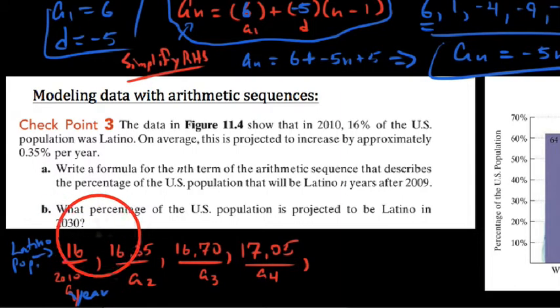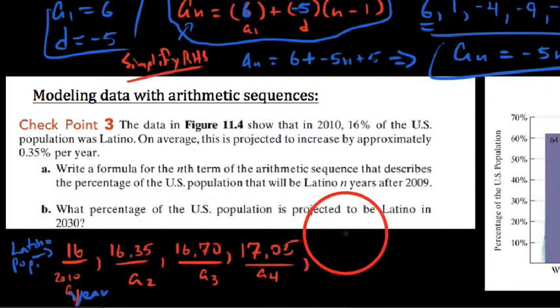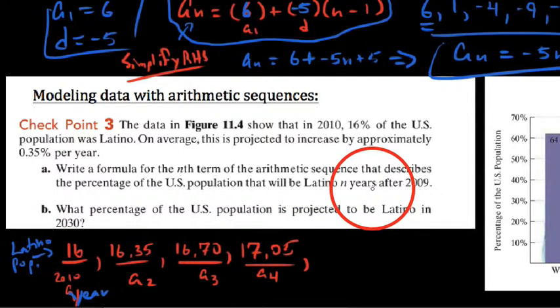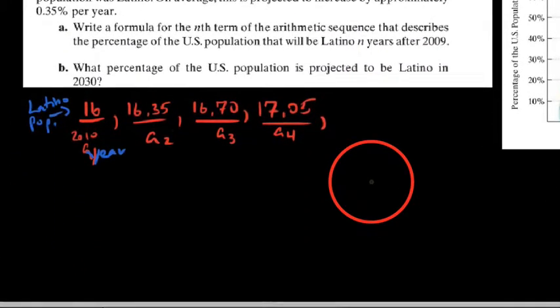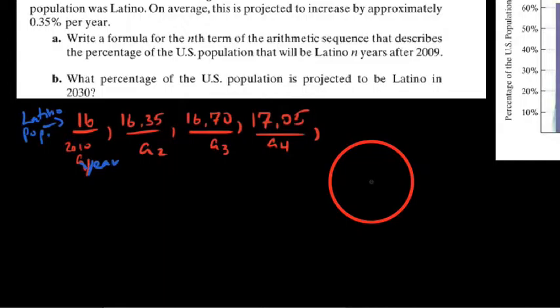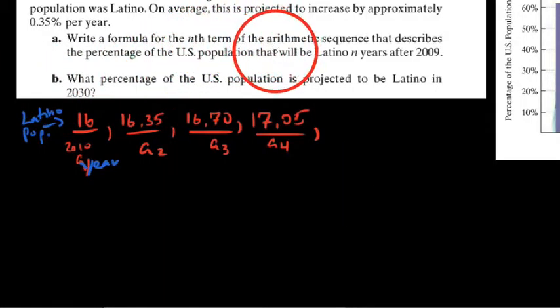And so that being said, what we could do is we could write a rule in general that would represent the population over time. And so all we would need to know, this is the cool thing about it, is the first term and what it's changing by. And so for part A, it says write a formula for the nth term of the arithmetic sequence that describes the percentage of the U.S. population that will be Latino n years after 2009.